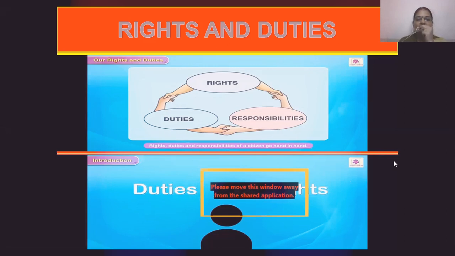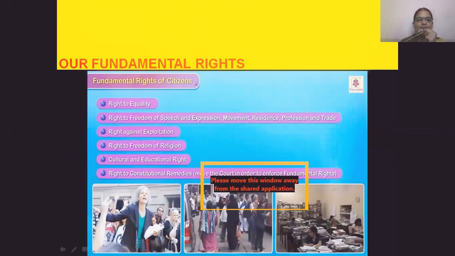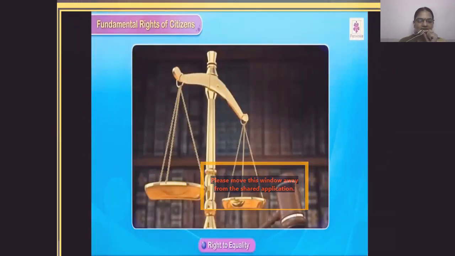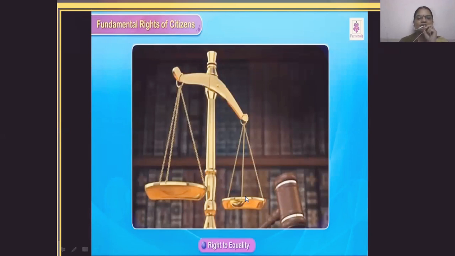Now the first right which we are going to study is the right to equality. Right to equality means that there should be no discrimination on the basis of caste, religion, place of birth, or color. It means that the weaker sections of society are protected by certain laws. Everyone can move to the court. Everyone has the right to live equally without any discrimination. Students, so this is the right to equality.